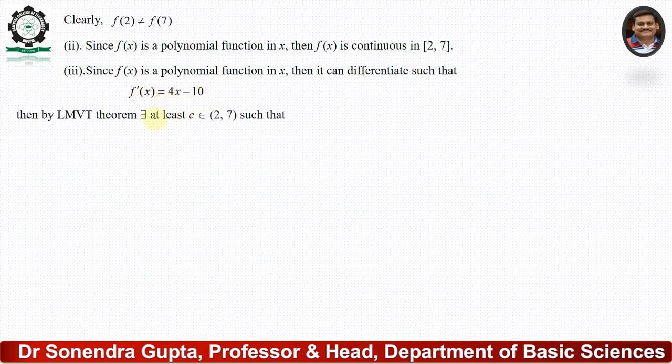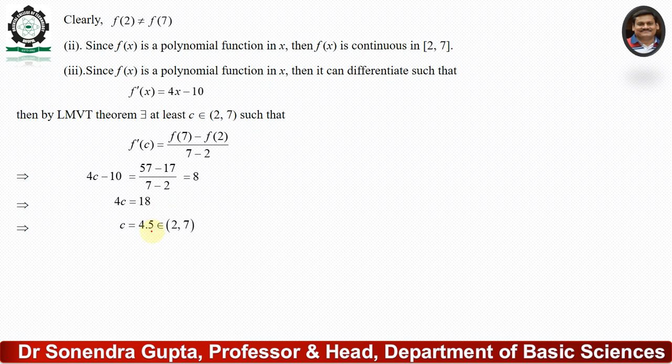Now say this equation number 2, then by the Lagrange mean value theorem, c belongs to the open interval (2, 7) such that f dash c equals f of 7 minus f of 2 divided by 7 minus 2. Now what is the value of f of 7, which is 57, minus 17, divided by 7 minus 2. Now we calculate this value, this is 8, that means 4c equals 18, that means c equals 18 upon 4, which is equal to 4.5.